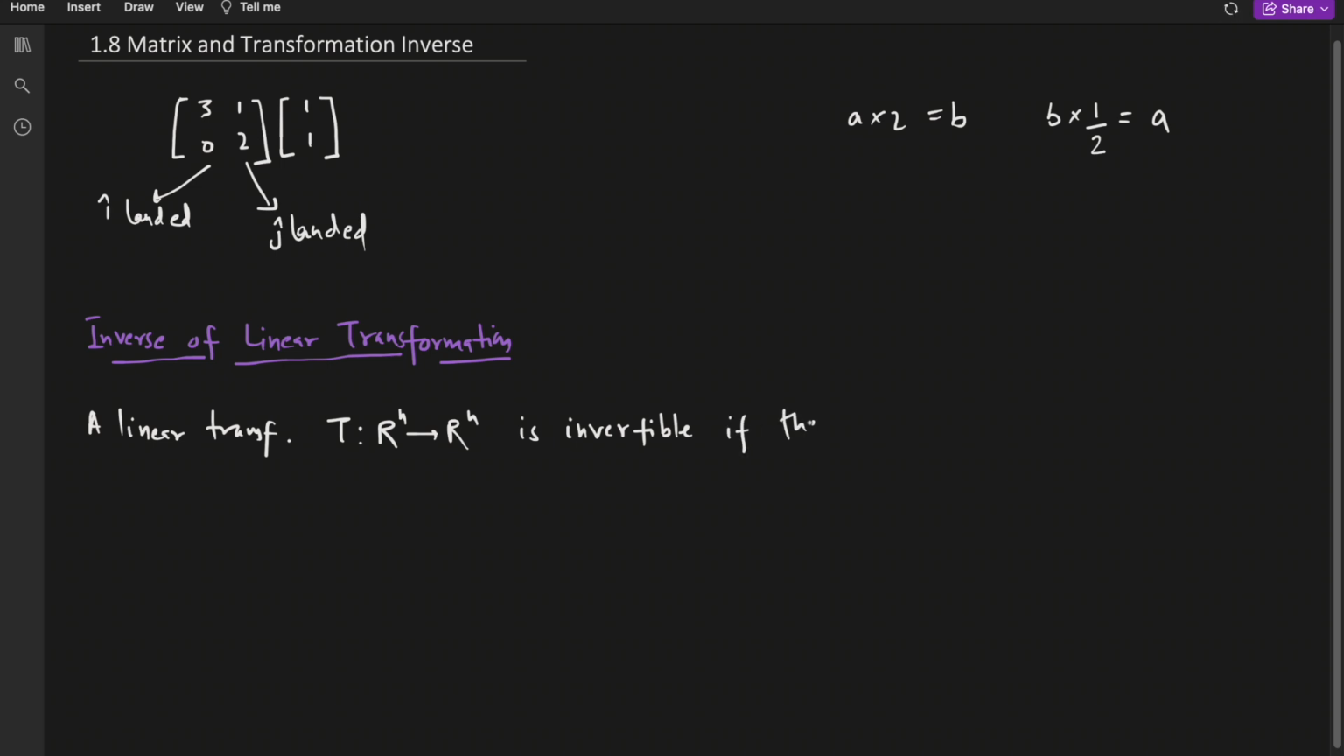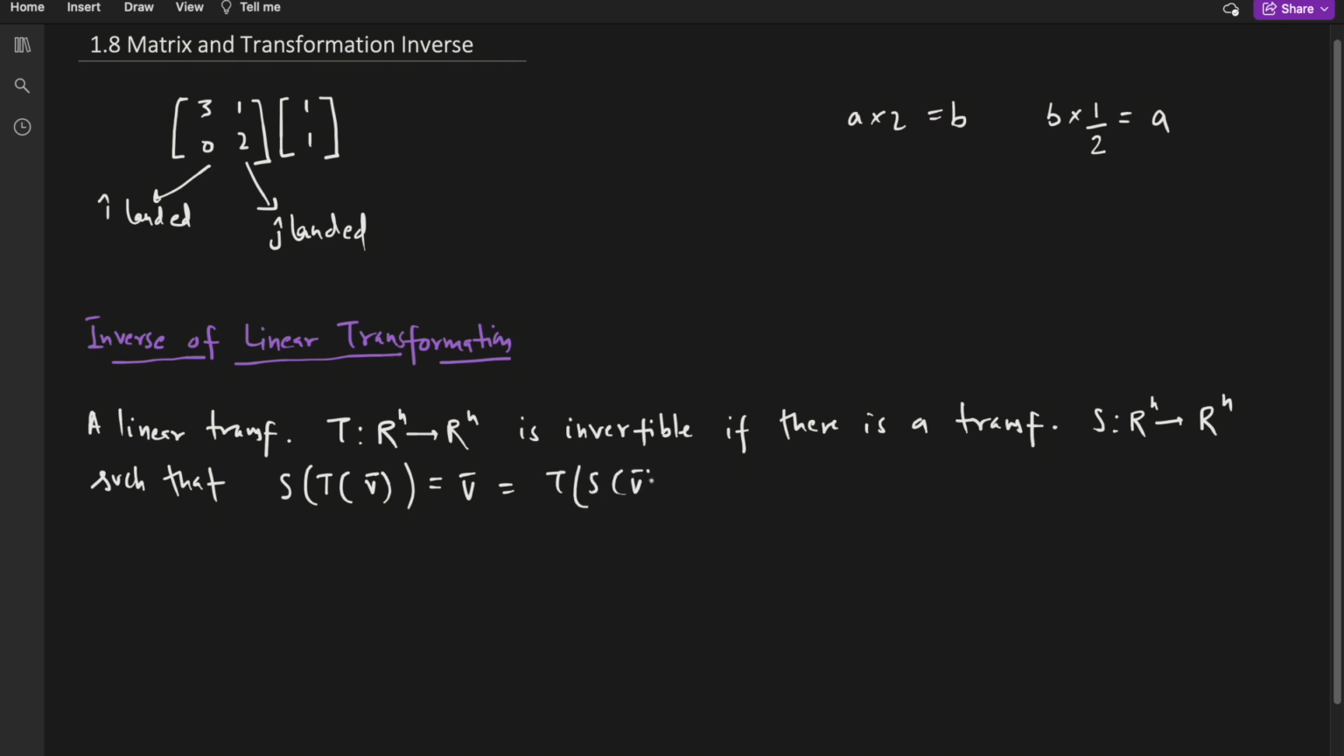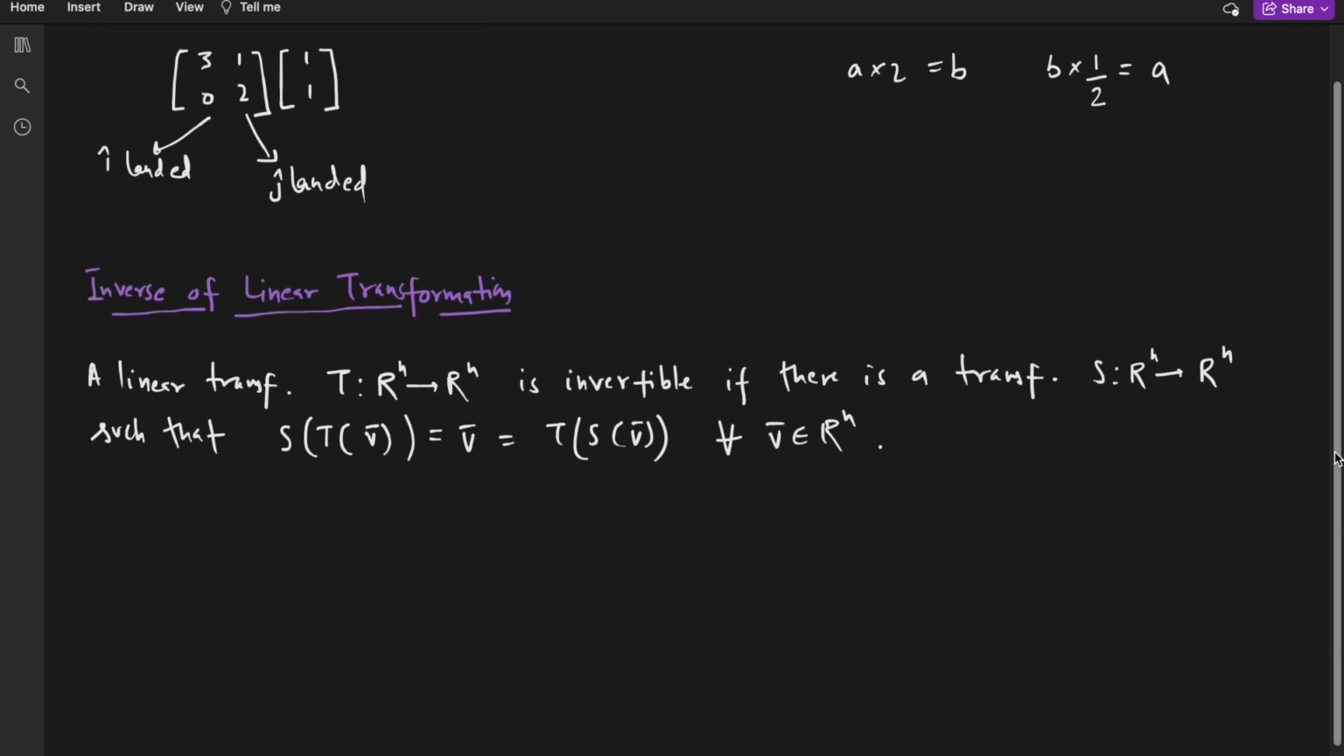if there is a transformation S which is also from Rn to Rn such that S of T of vector V is the same as vector V, and this is also equal to T of S of V for all V belonging to Rn. So let's break this down.